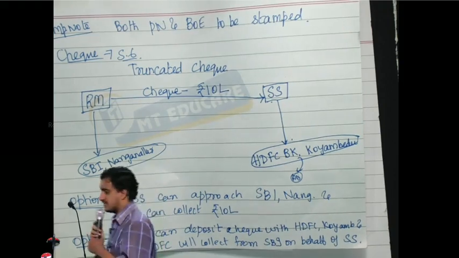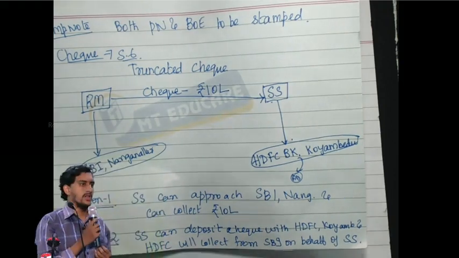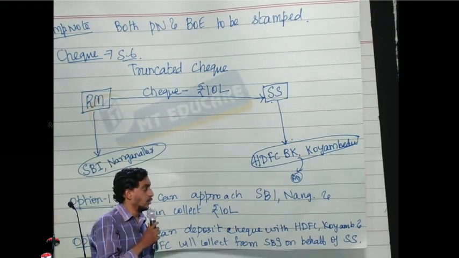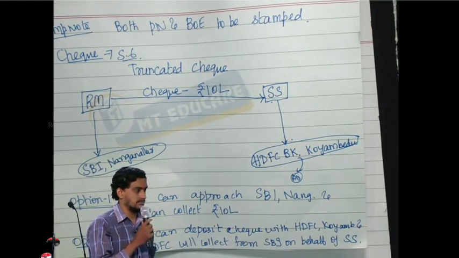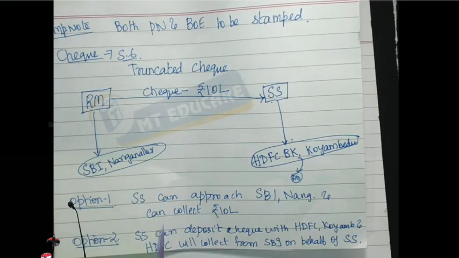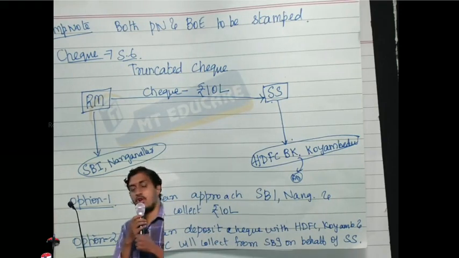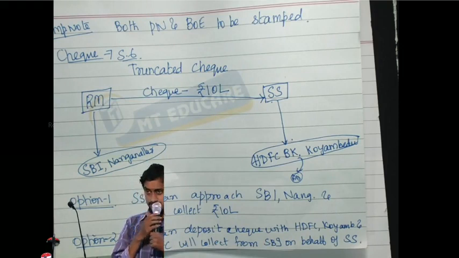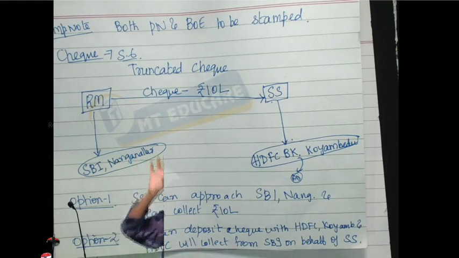Come on, let us consolidate. Crossing is a direction. Who is giving a direction to whom? I want everybody to participate here. Crossing is a direction. The drawer is giving a direction to the paying banker. In general crossing, what direction is the drawer giving? Don't pay across the counter. Pay it through any banker. Pay it through any bank.